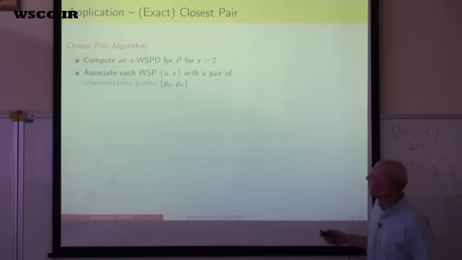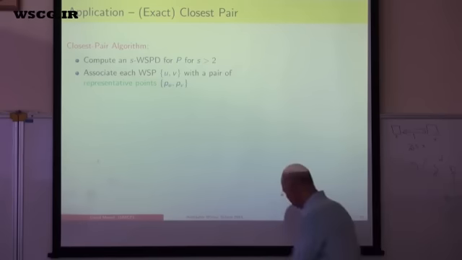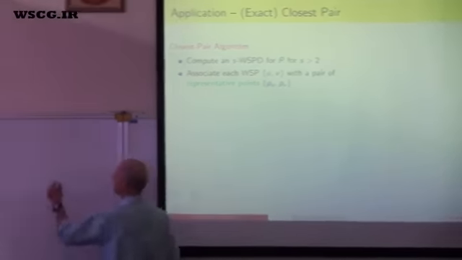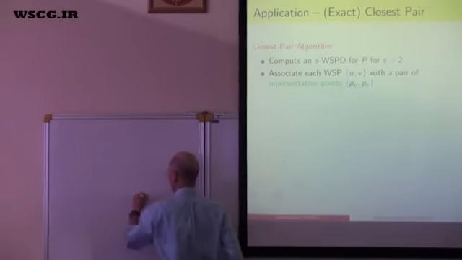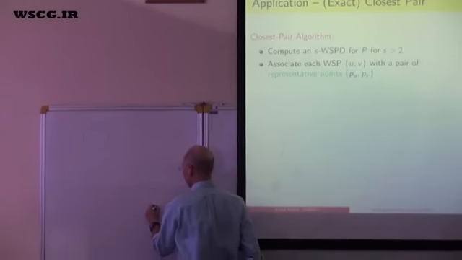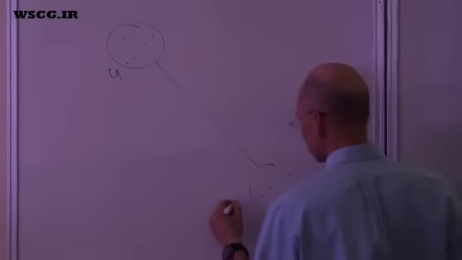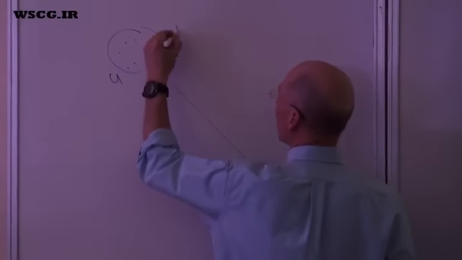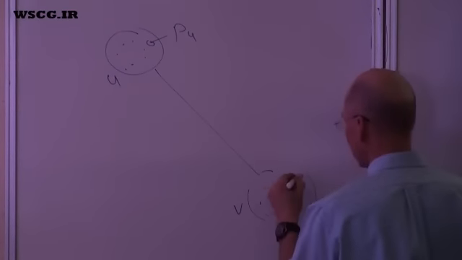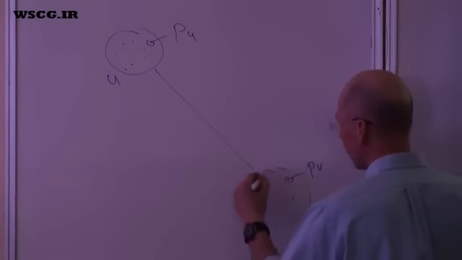I'm going to associate every well-separated pair with a set of representative points. Throughout, I'm going to always assume that whenever I give you any set of well-separated pairs, where this is U and this is represented by node V, there's always going to be a point p of U and a point p of V that represents these guys.